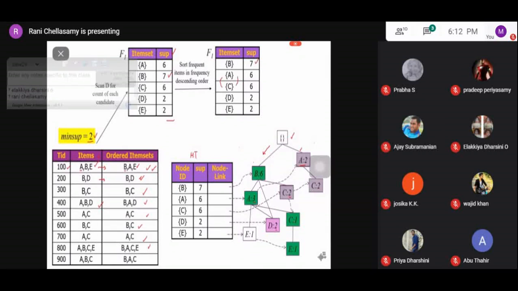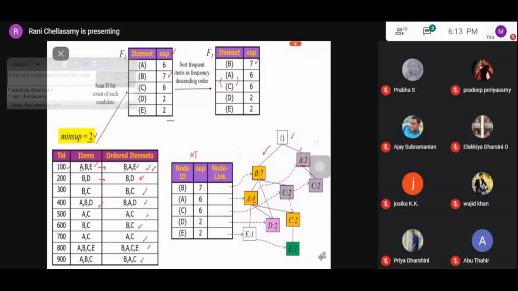So thus we have completed the 800 transaction. Next, come up with the last transaction, that is 900. See here, BAC. Now what you have to do, from the root you have to track B. So increase the count value of B as 7, and the next thing, increase the value of A count as 4, then C count as 2. See here? So the orange represents a 900 transaction.